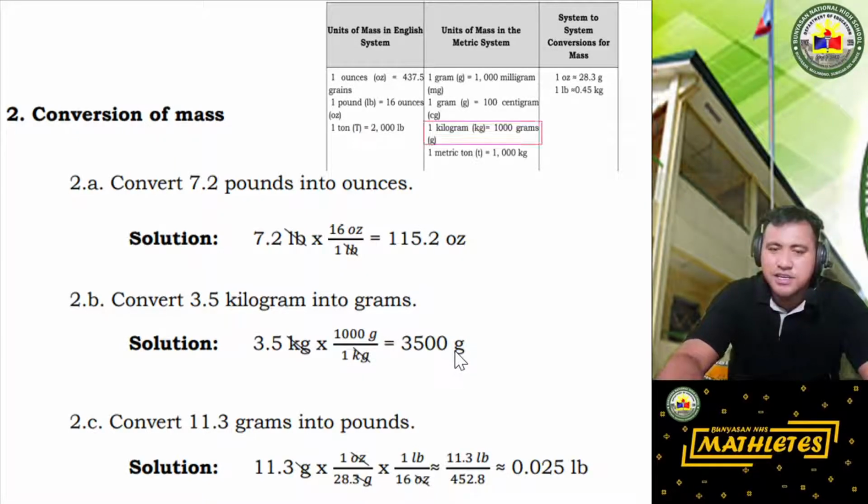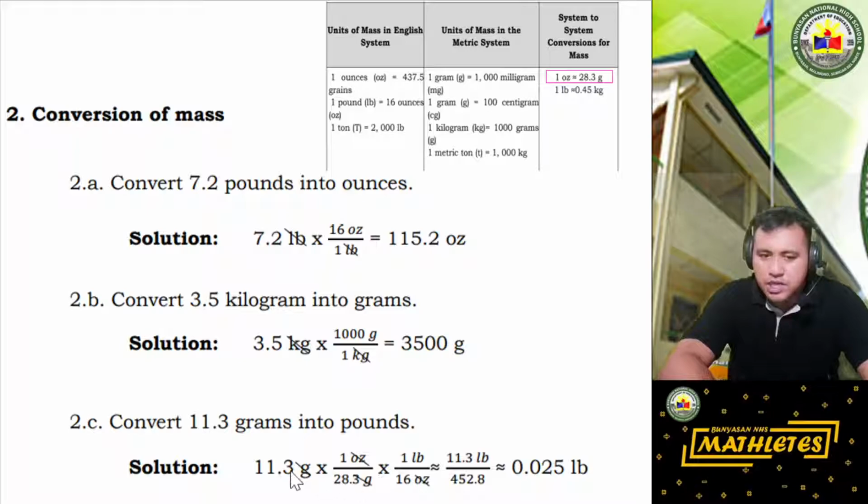Okay. We have, next is convert 11.3 gram into pound. So we have 11.3 gram. So we have 1 ounce is approximately 28.3 gram. Kasi gram yung gamit yung given natin, so kailangan si gram nasa baba. Okay? So 1 ounce over 28.3 gram. Or 1 ounce is equivalent to 28.3 gram. So cancel. So ounce matitira, ounce.